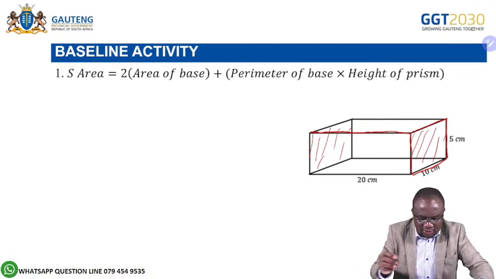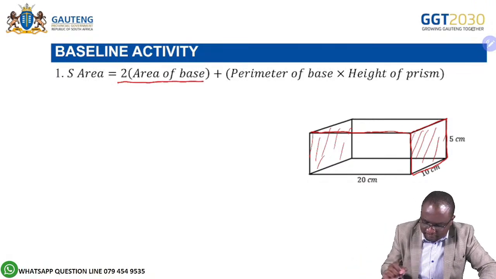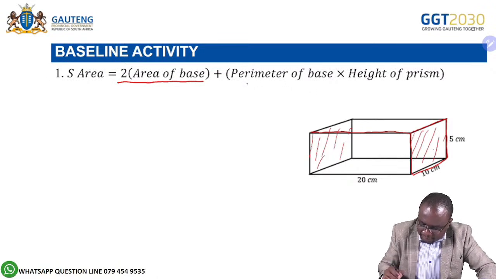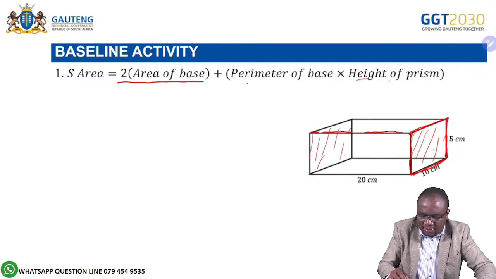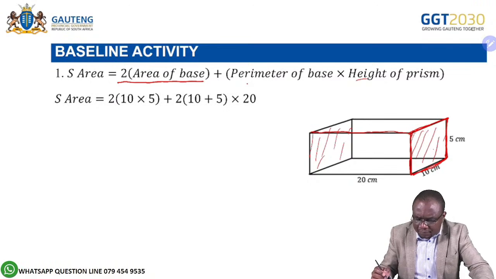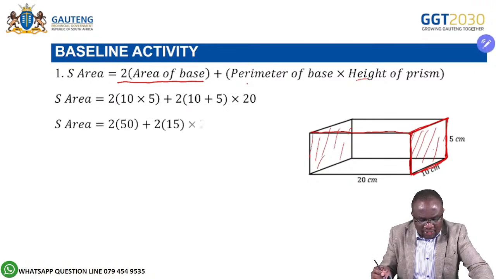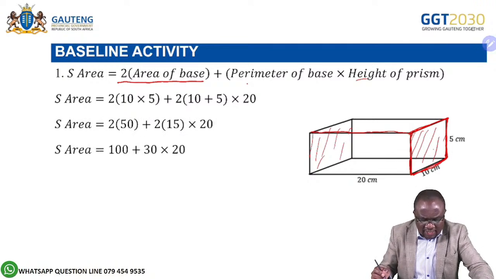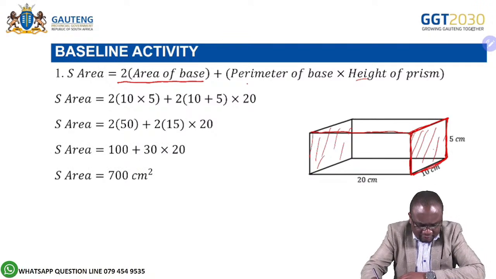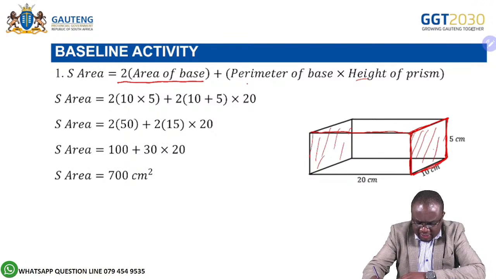So now we can do that. The formula was like this: 2 times the area of the base, because there are two bases here, plus the perimeter of the base, which is this perimeter I highlighted here, times the height of the prism. We did this in the previous lesson. Then we just substitute into our formula, and we get the same answer, which is 700 square centimeters.